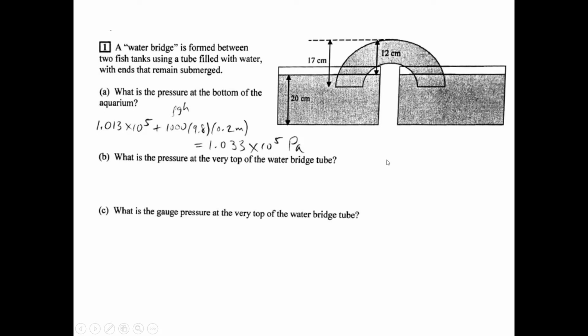What's the pressure at the very top of the water bridge tube, which is, by the way, 12 centimeters above the surface of the fluid? To get from the surface of the fluid, that's atmospheric pressure, up to the top, we have to put in h equals minus 12 centimeters or minus 0.12 meters, because we start at the surface and have net gone up by 12 centimeters. So we have atmospheric pressure plus rho g h, and our h is minus 0.12 here. That gives us something a little bit less than atmospheric pressure.